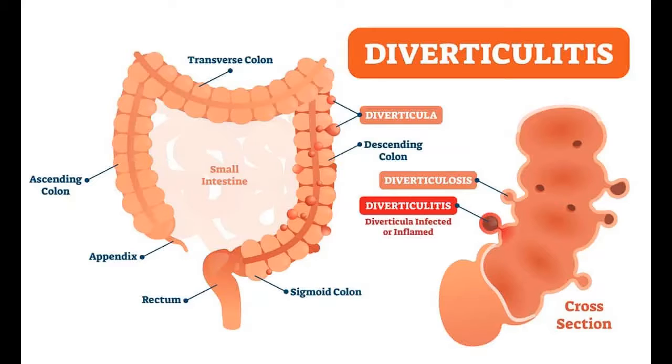Diverticulosis is a condition when small pouches or pockets start to form on your large intestine. These small pockets or pouches, we call them diverticula. If these start to develop on the wall of your large intestine, then this condition is called diverticulosis.